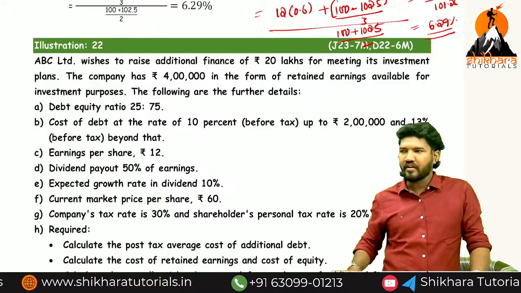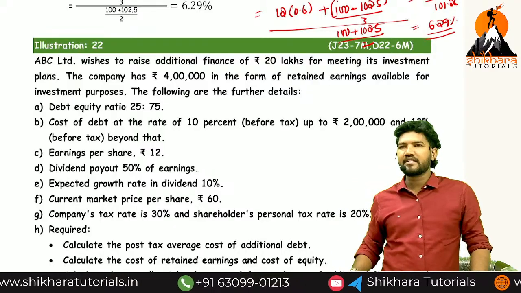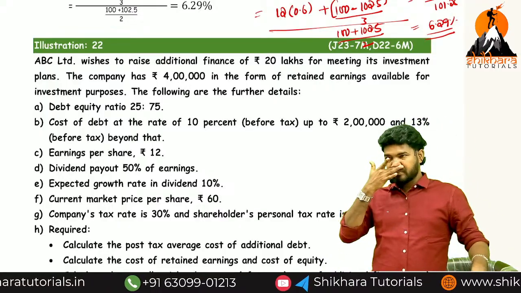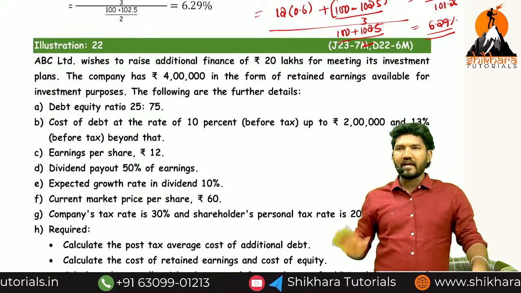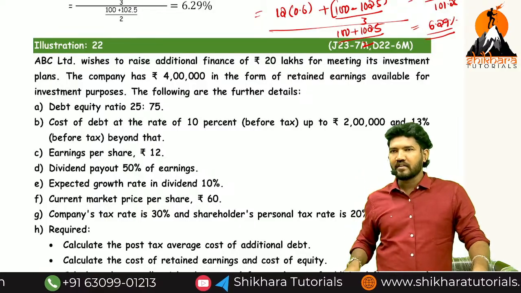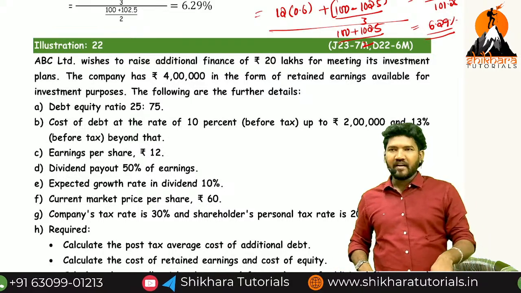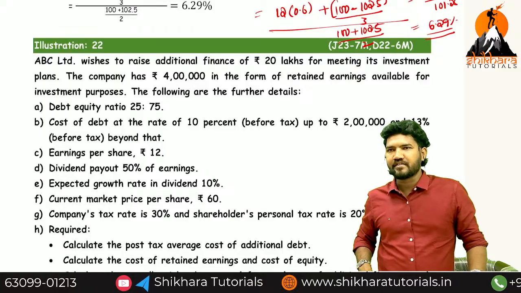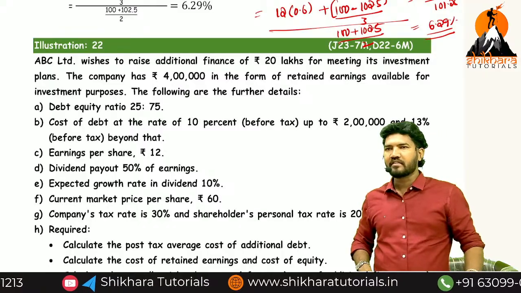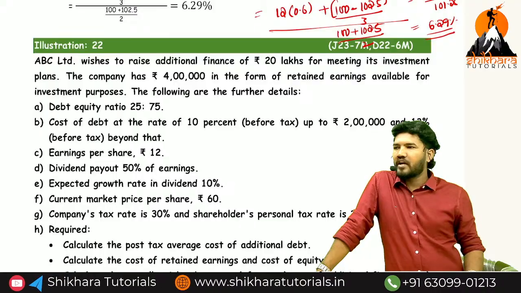Out of 20 lakhs, 25% is debt and 75% is equity. How much? 5 lakhs is debt, and 15 lakhs is equity. Now they are saying that the company already has 4 lakhs of retained earnings. It means out of 15 lakhs, 4 lakhs is retained earnings. What about the pending amount? 11 lakhs. That is called equity share capital. Are you guys clear now?